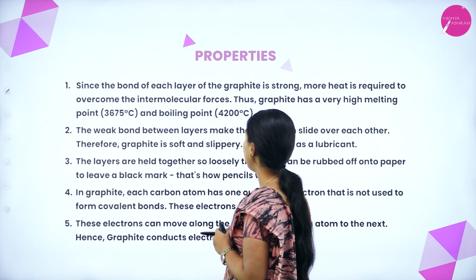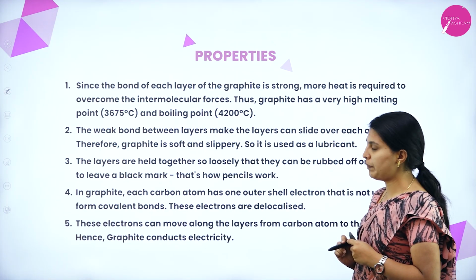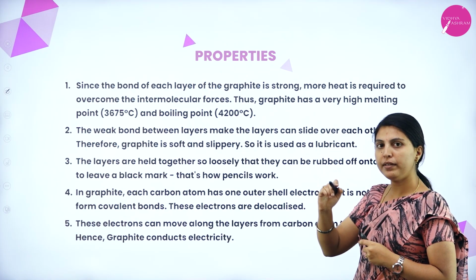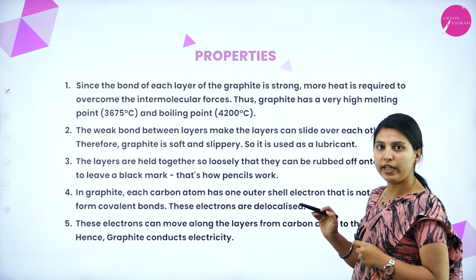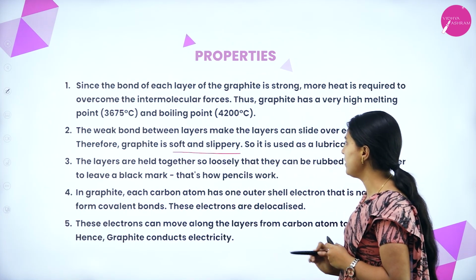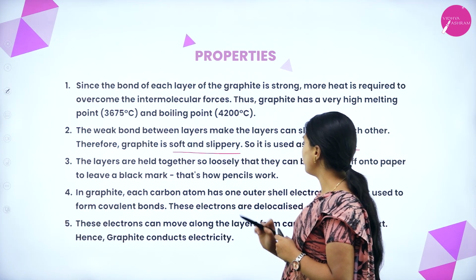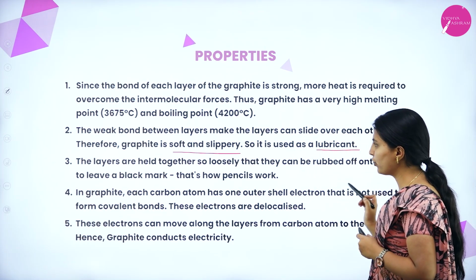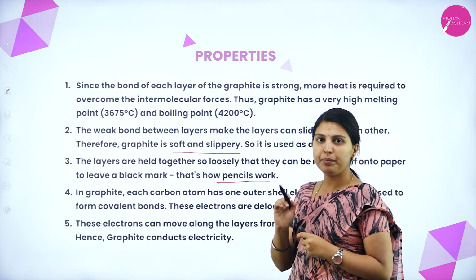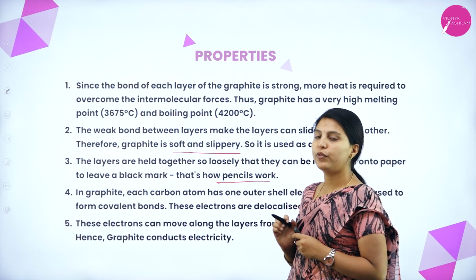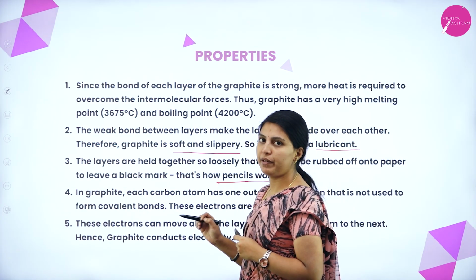The weak bond between layers means the layers can slide over each other. Therefore, graphite is soft and slippery. Between two layers, little bit weak forces are present and the layers can slide, which makes graphite soft and slippery. So, it is used as a lubricant. The layers are held together so loosely that they can rub off onto paper to leave a black mark. That is how pencils work. The nib or lead of the pencil holds this graphite only. It can slide on paper very easily.